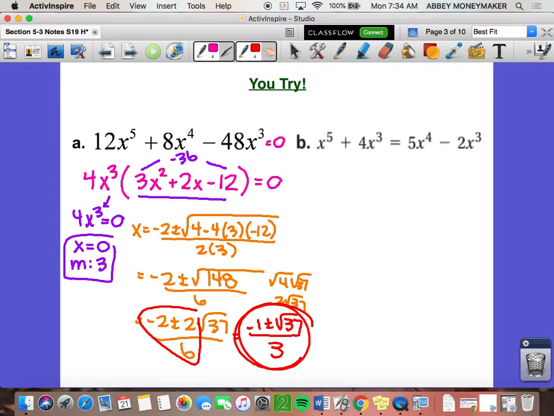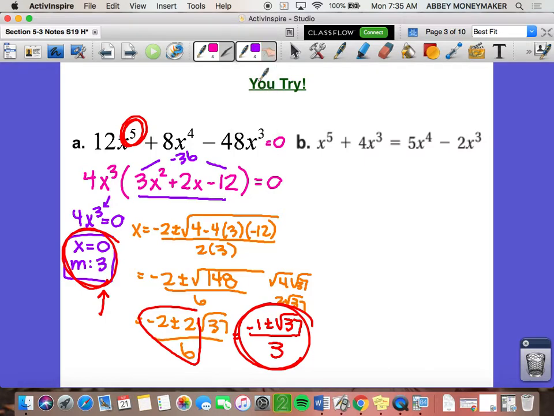Now, the fundamental theorem of algebra says that you can have 5 solutions, and let's see where those 5 solutions come from. Remember when we started, we said x equals 0, the multiplicity of 3, and then again we have that plus or minus. Those are 2 separate solutions, so we do have a total of 5.